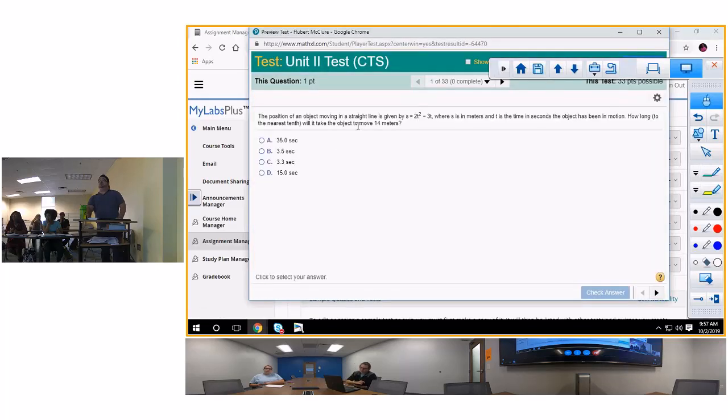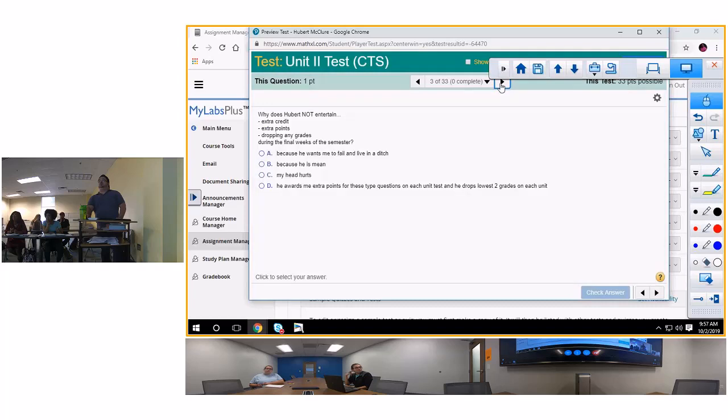A position of an object moved in a straight line is given by a quadratic. What are you going to do? You're going to sketch it and then look and see what they're asking for. It says, to the nearest tenth, how long will it take the object to move 14 meters? Well, what is t? So you're solving for what? You're trying to find the x-intercept. There you go.